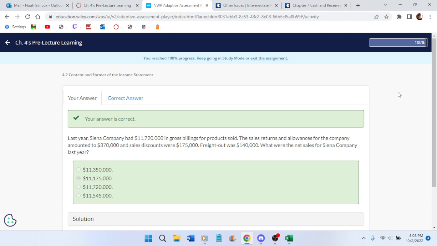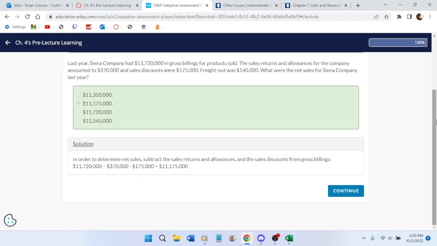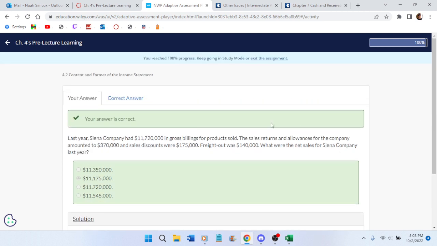Now, what is freight out? Oh, come on. Freight out isn't included. That's not included in the calculation. $111,750,000. So I was correct. Subtract the sales returns and allowances and the sales discounts from gross billings. That's exactly what I did.